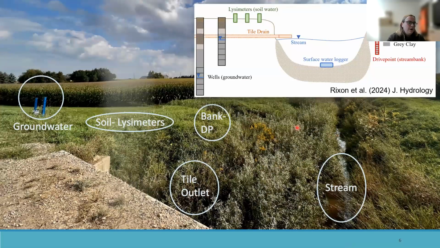We also have what we call the edge of field site. All the sites are at the edge of a field, but this one has increased monitoring. So we looked at soil, there's a bank drive point, and we monitored a tile outlet and the stream flow. We did have continuous water quality and drive points in the stream, but we had some damage and theft issues, so that data was unfortunately not part of the study.